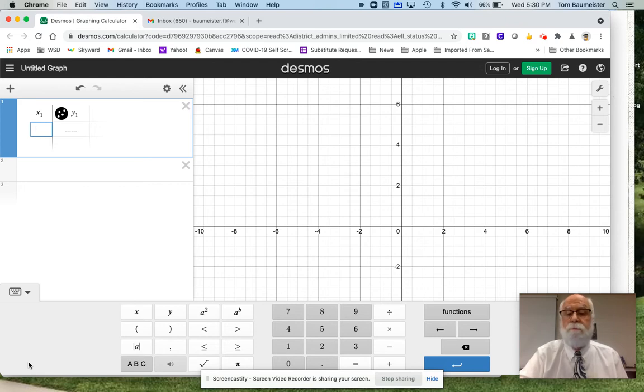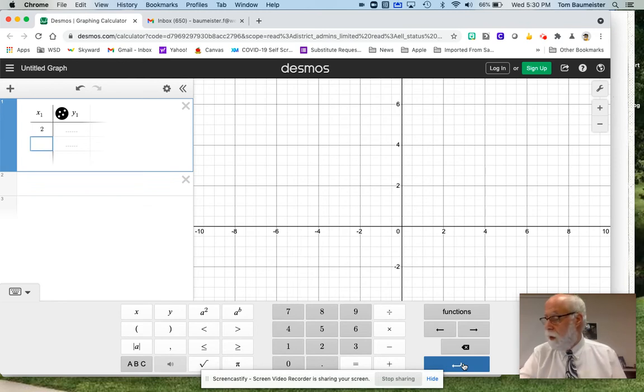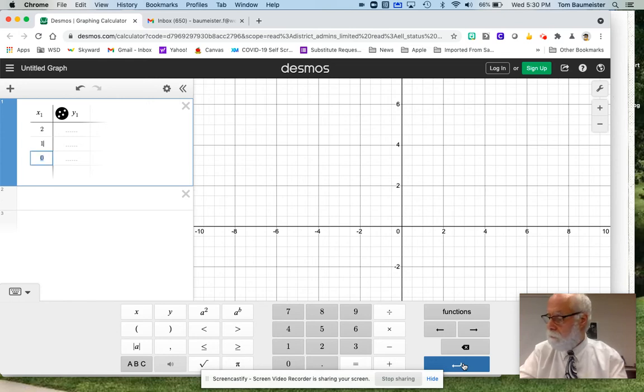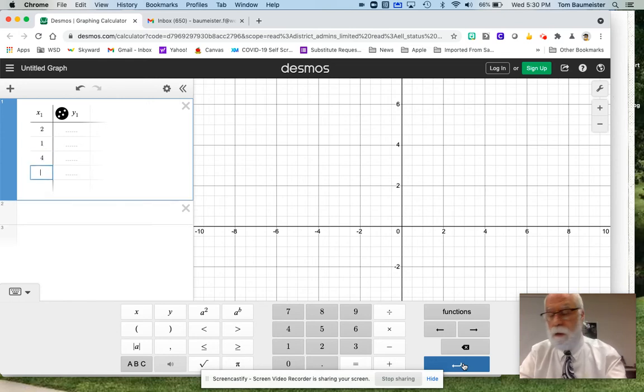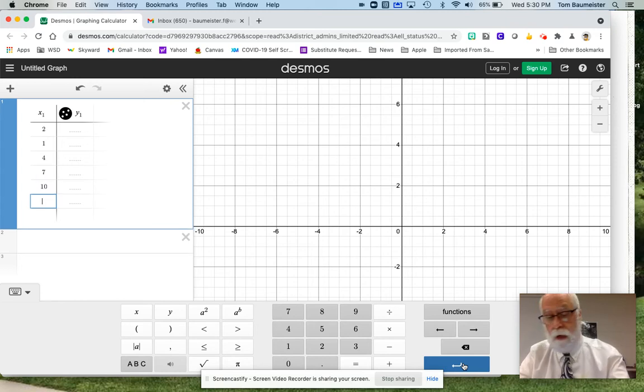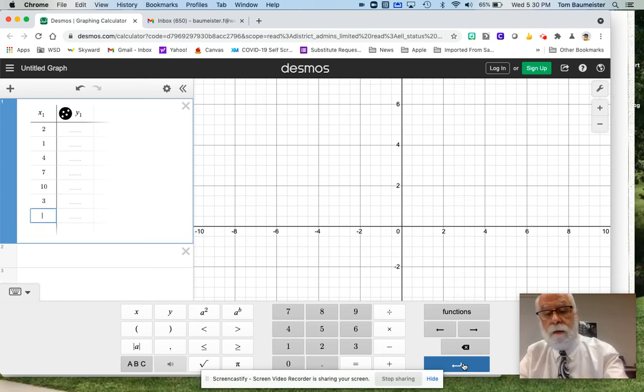All right? So now if you go down here on your keyboard, you can see that we can put in stuff. All right. So we're going to plug in 2. And you'll notice that when I press the enter, it's going to make it go down. All right. So I have 2. Then I have 1. I have 4, 7, 10, 3, 6, and 9.